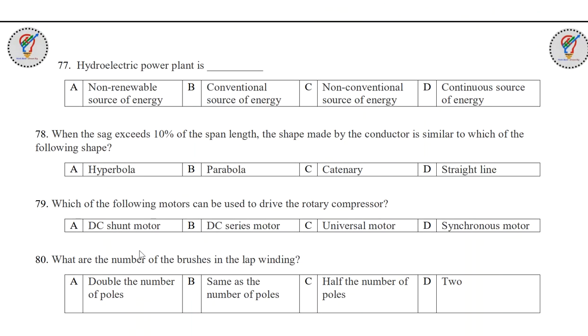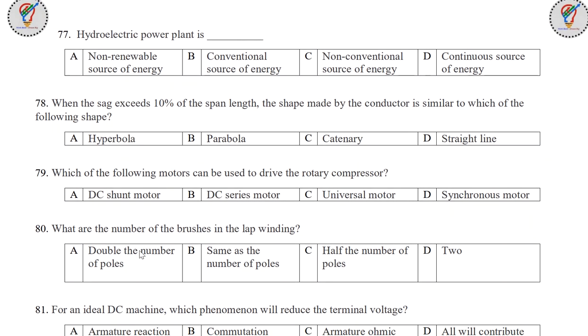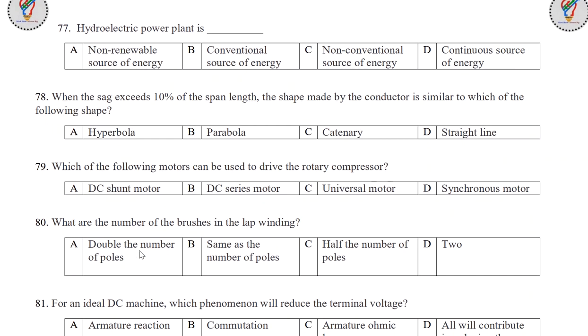Next one, 77th question. A hydroelectric power plant is a conventional source of energy. So B is the right option.